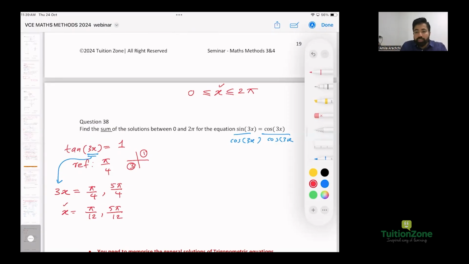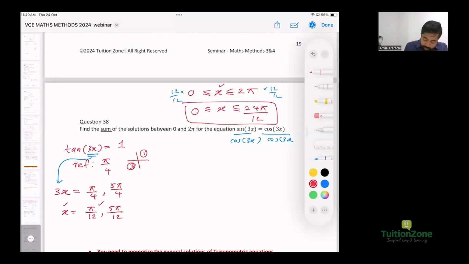The only change I do here: can you see two of my answers have what denominator? 12. So we can just multiply and divide the domain by 12 just to see things easier. So my domain is 0 to 24 pi over 12, and this is still x. Now, look at the two answers we just found. Are they within the domain or not? They're within the domain. So two answers are perfectly fine.